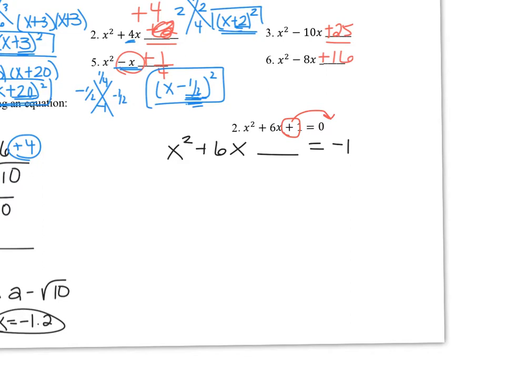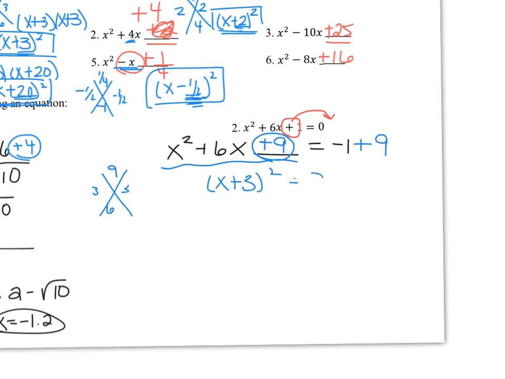Now I have to complete the square. How I complete the square: I take half of b. b is 6, half of 6 is 3, square it. I now get plus 9. Here's where everybody messes up. Because I magically add 9 to this side, I have to magically add 9 to that side. So now I'm going to factor my left side. Factors of 9 that make 6 are 3 and 3. So I have x plus 3 squared equals 8.